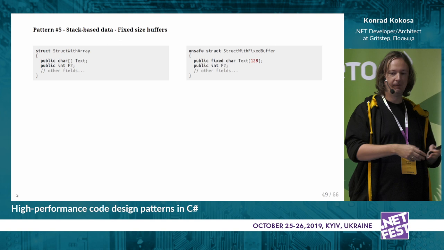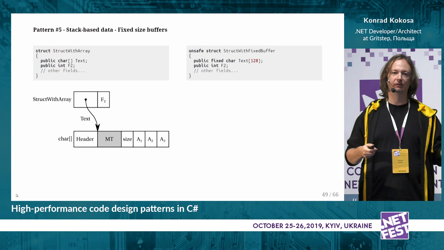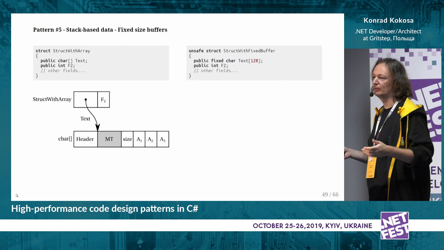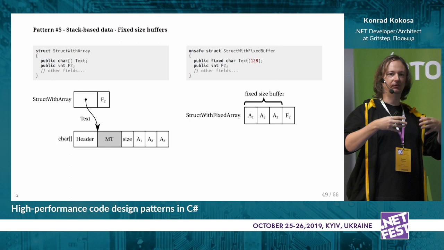So it looks like that. In the case of a regular struct with a reference to an array, we will have a struct with a reference to an array. From a memory perspective, it is not so good because then we will need to follow this reference to some place on the GC heap. But in the case of fixed size buffers, everything is in place. We have this array in place, we have all other fields, everything is packed and dense.